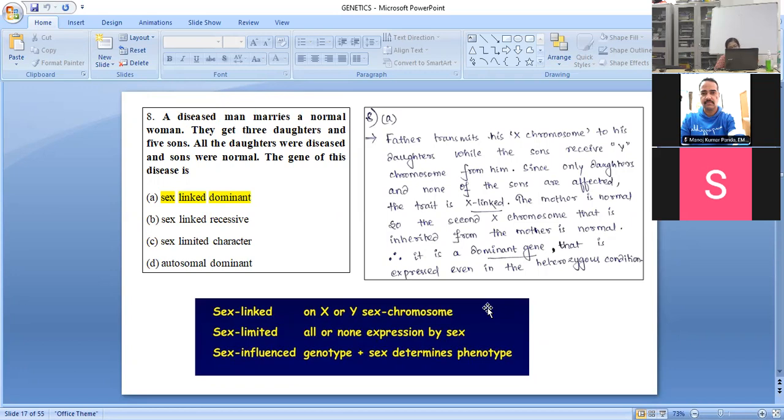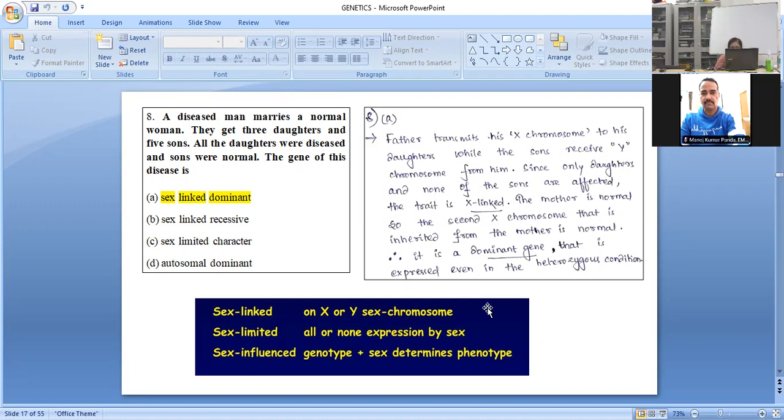And now, as we see that the sons are normal, that means it has something to do with X or Y. So it is sex-linked. It has to do with one of the sex chromosomes, because half of the progeny, the daughters, are being affected, but the sons are remaining normal. So it is not a Y-linked disease. Now, since only daughters and none of the sons are affected, we can conclude it's an X-linked disorder.